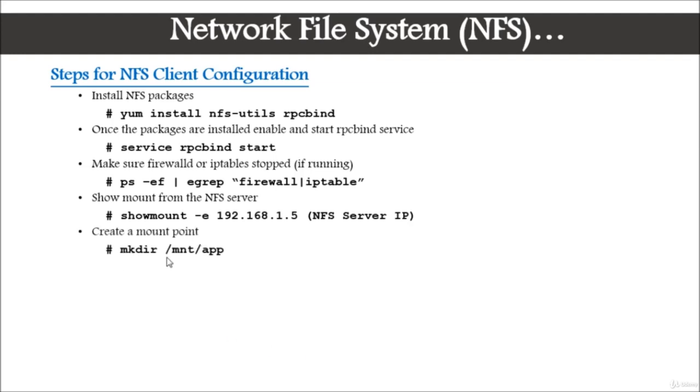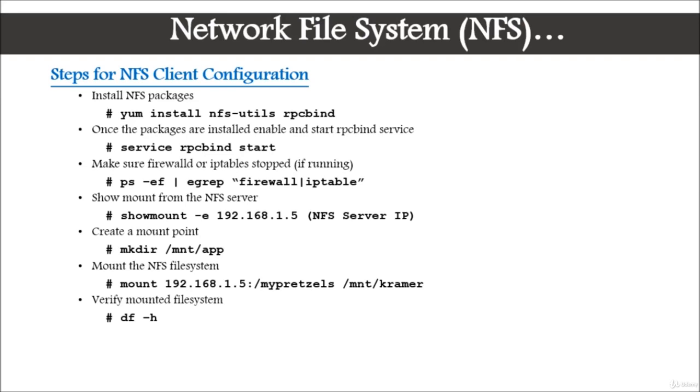Then create a mount point like mkdir /mnt/app or /mnt/Kramer, whatever you want. Then mount the file system: mount, the IP address of the NFS server, /mypretzels, which is the shared file system, to Kramer or app or whatever mount point you made. Then verify the mounted file system by running df -h. And to unmount that file system, it's umount /mnt/Kramer.